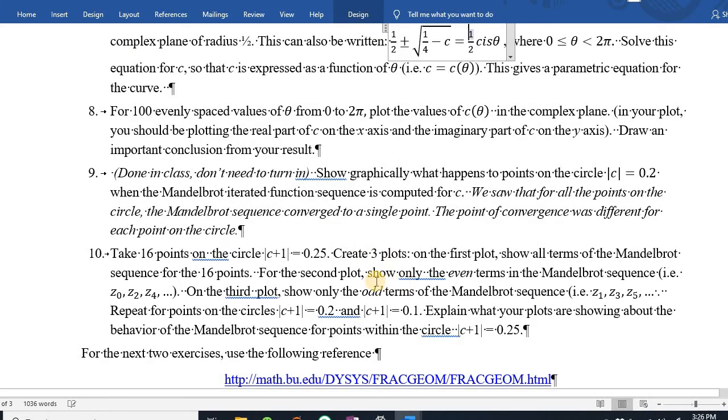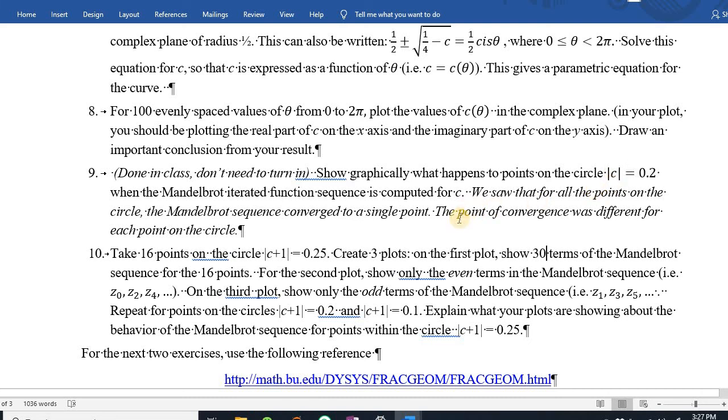So I want to see what happens to points inside that circle. And I want you to create 3 plots. On the first plot, show all terms of the Mandelbrot sequence for 16 points on that circle. Okay, so you'll be showing the Mandelbrot sequences. Let's see, I shouldn't say all terms. Let's just say something like 30 terms. That's okay. This plot will be similar to what you did in class for this circle.